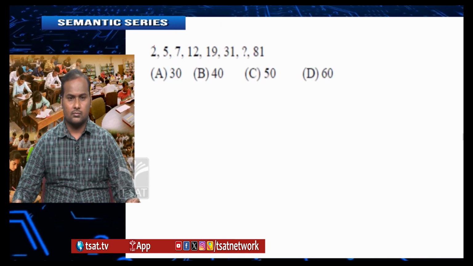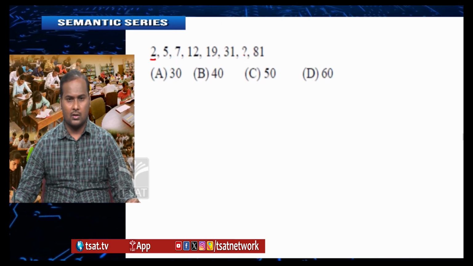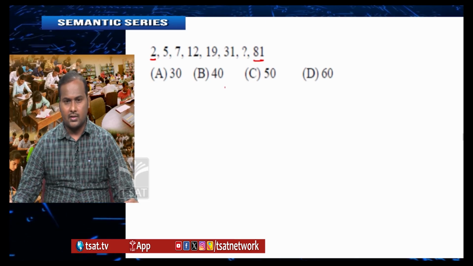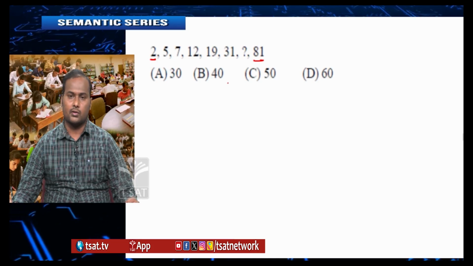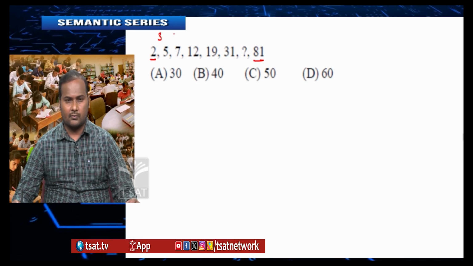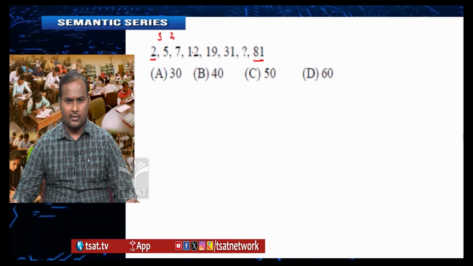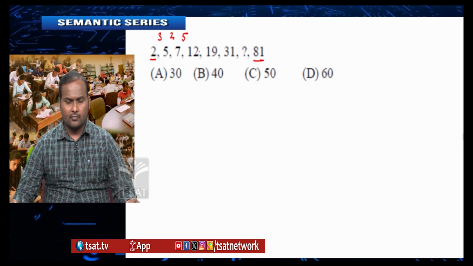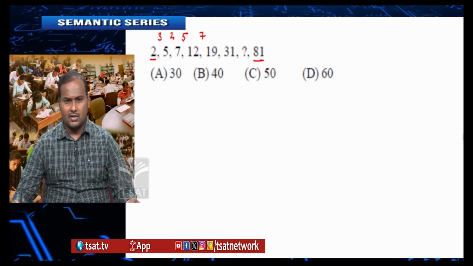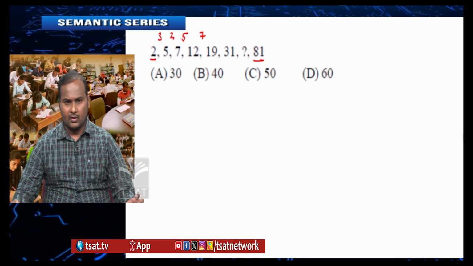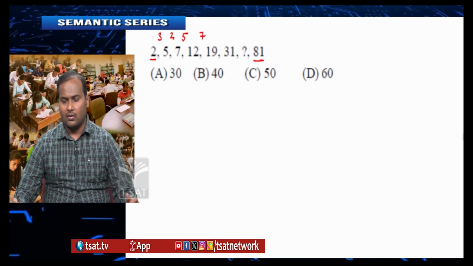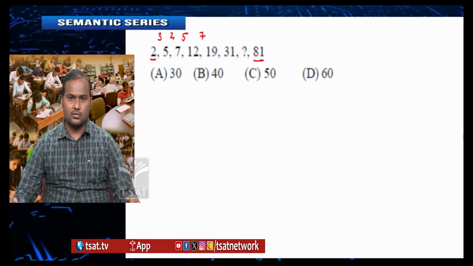See, in this question, initially it is 2, then finally it is 81. So it is a good increase. Whenever there is a good increase, generally we will take the difference and try to check it out. See, 2 to 5 increasing by 3, 5 to 7 increasing by 2, again 7 to 12 increasing by 5, 12 to 19 increasing by 7. If you see this one, 3, 2, 5, 7, I can't predict any kind of consistent change. Whenever I am unable to find out, this is not the way to solve this question.